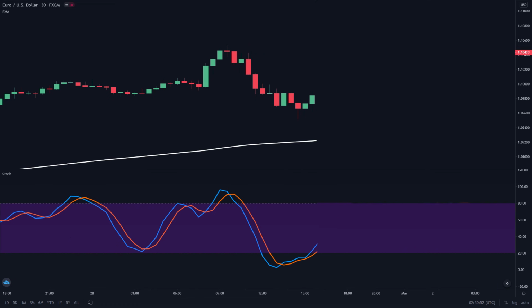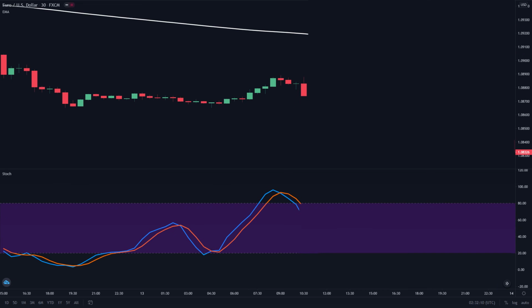Now, let's discuss our exit strategy. If you're taking buy positions, you want to place your stop loss below the nearest swing low and set your profit target at 2 times your stop loss. And if you're taking sell positions, you want to place your stop loss above the swing high and set your profit target at 2 times your stop loss.